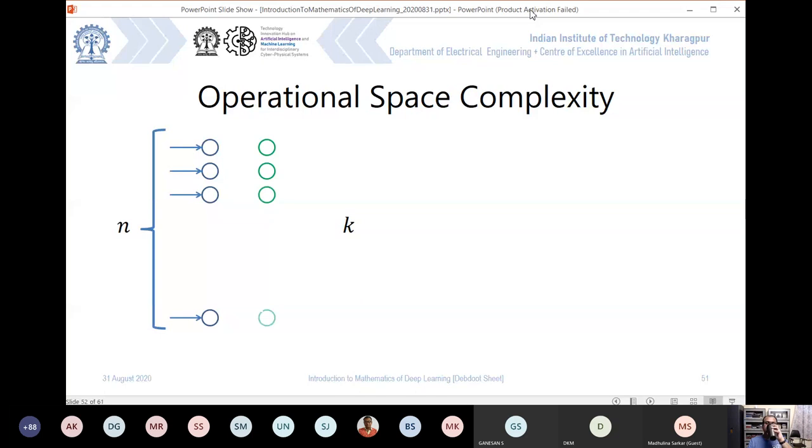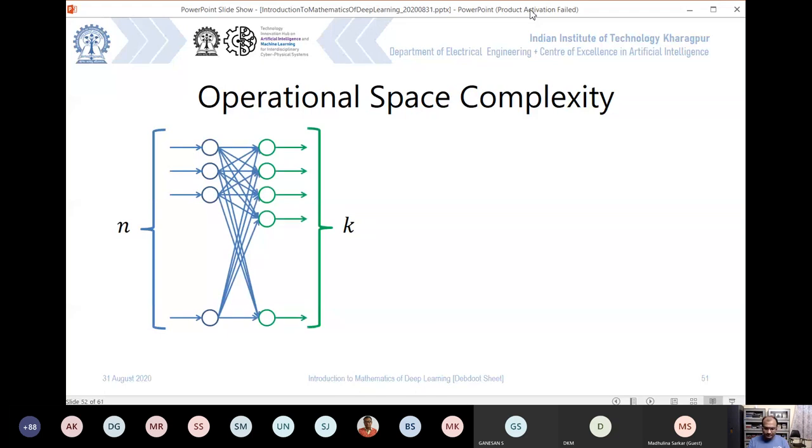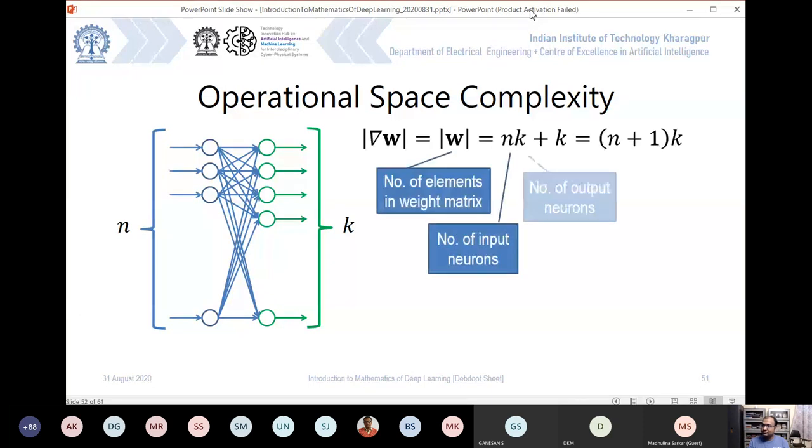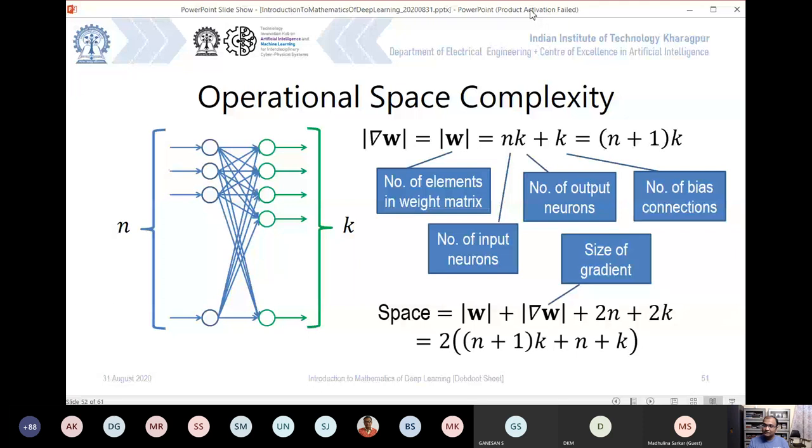Similarly, when you're operating on this, you're not just storing the weights, but you also need space to store the inputs. You also need space to store the output. You also need space to store all the gradients, which is what you compute in backpropagation when you train a neural network. So everything is going to be related. In fact, your space for the gradient is the same as space for the weight, because every weight has an update equation associated with it.